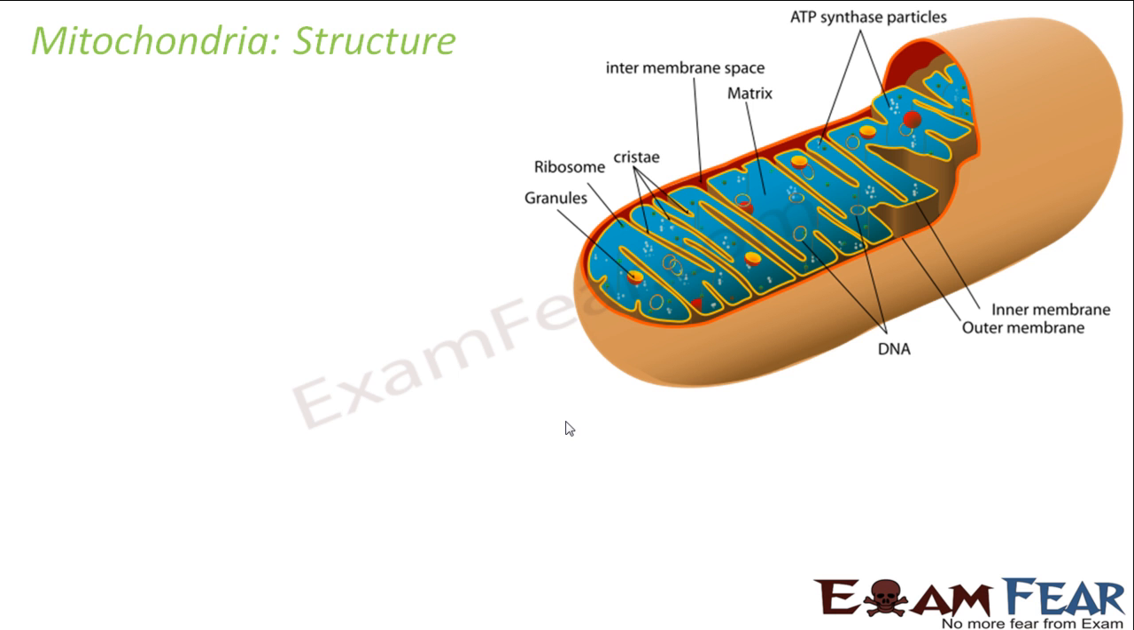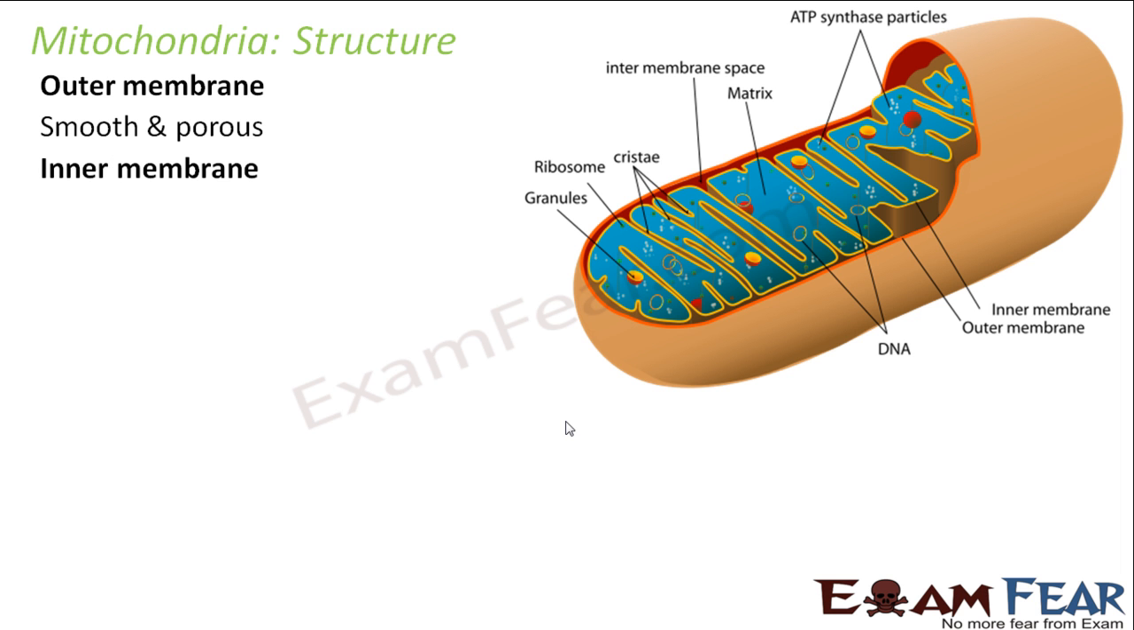So how does a mitochondria look like? Let us look at the structure of a mitochondria. It has an outer membrane and another inner membrane. If you look at the figure, you can see its outer membrane. This red line represents the outer membrane of the mitochondria, which is smooth and porous. So this membrane is smooth. It has got no obstructions, right? So this is the outer membrane.